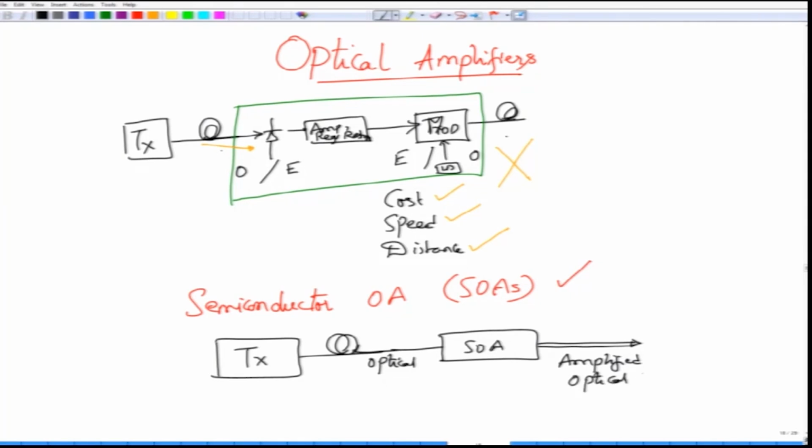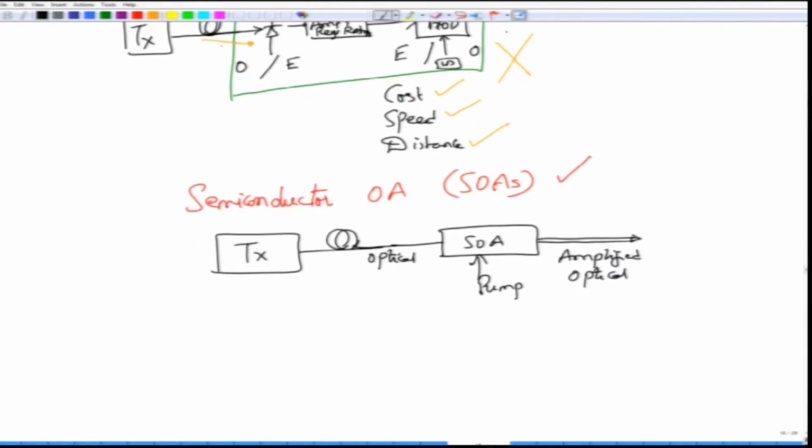So, there is no conversion of optical to electrical and back from electrical to optical. So, this in principle would have been a very nice solution, and in fact it was proposed as a nice solution, except that it did not work very well, for various reasons that we will comment on later. But if you had this semiconductor optical amplifier, you give an optical input and what you get would be an amplified optical output. So, no optical to electrical and electrical to optical conversion, and therefore the speed could be increased tremendously.